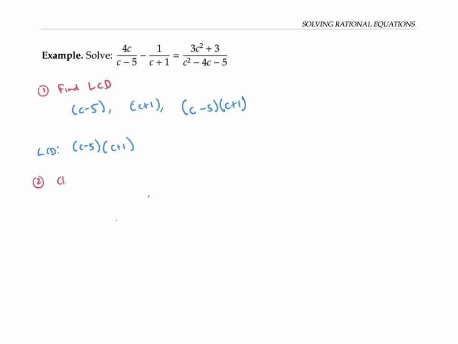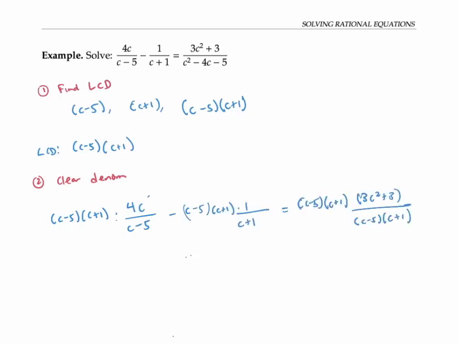Next step is to clear the denominators. So I do this by multiplying both sides of the equation by my least common denominator. In fact, I can just multiply each of the three terms by this least common denominator.